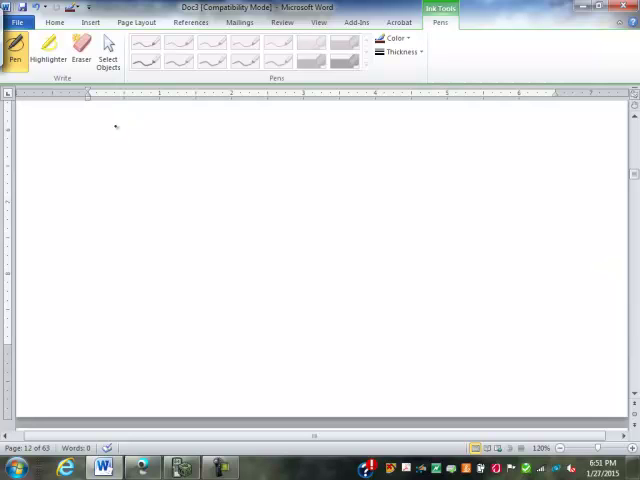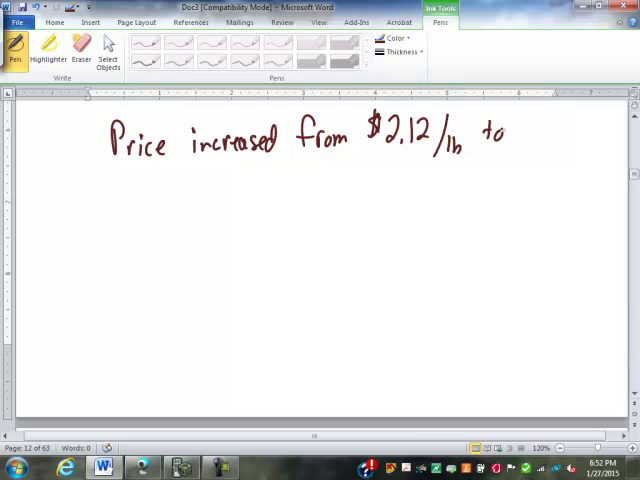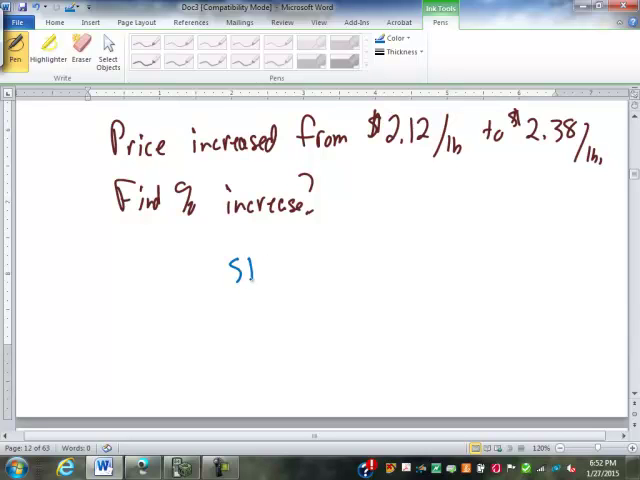Let's say that a price increased from $2.12 per pound to $2.38 per pound. Find the percent increase. This is similar to that salary problem where the salary went from $35,000 to $38,000. Here, let's look at the starting amount.